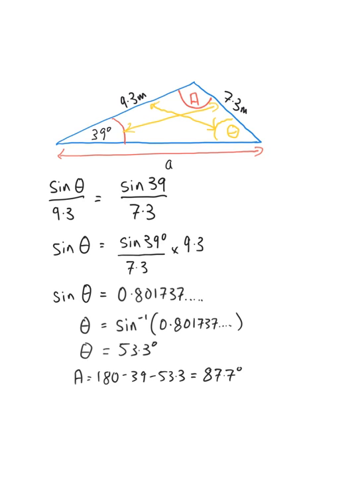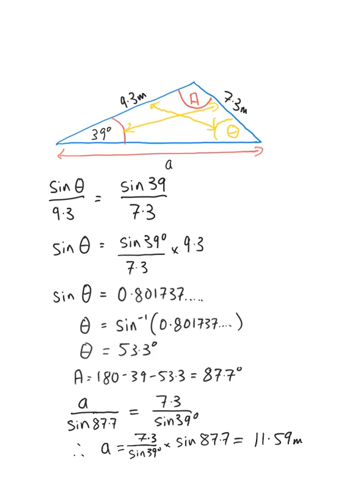Now I can find length A using the sine rule. So A divided by sine of the angle opposite equals 7.3 divided by sine 39, my other side-angle pair. Now I'll multiply both sides by sine 87.7 and I'll get 11.59. Now we need to talk about why there's another possible answer of A if we consider the information that we're given.